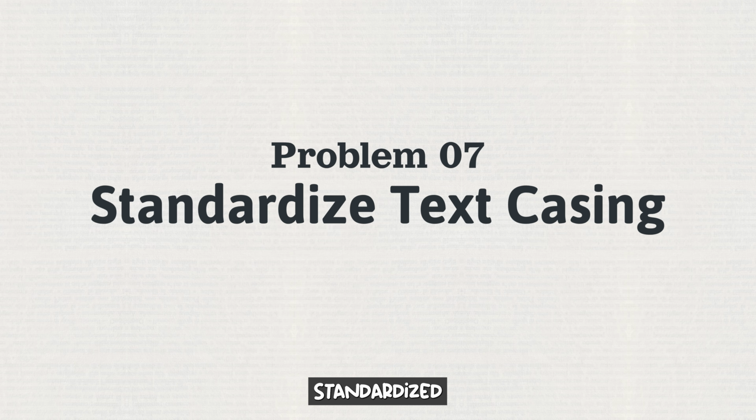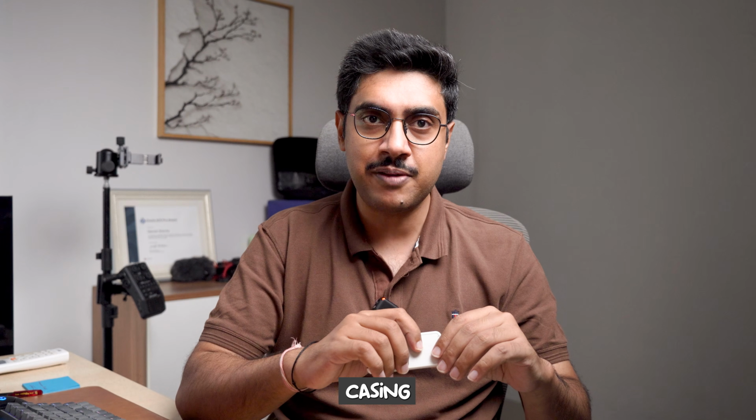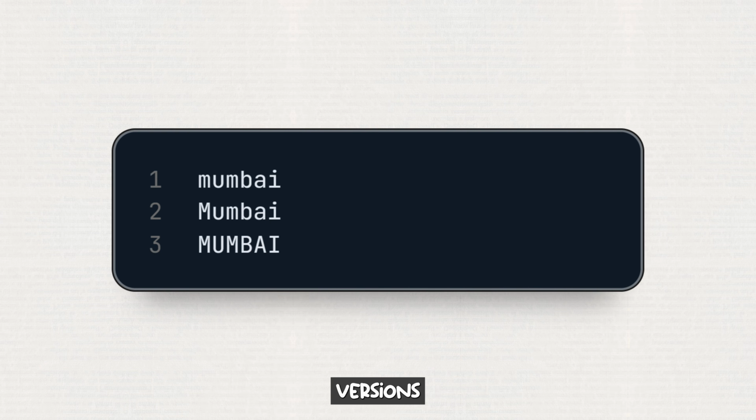Problem 7. Standardized text casing. Now let's move to our seventh problem, inconsistent text casing. Take a city like Mumbai. We might have these versions of the same name. To us, these are obviously the same city, but for the database, they are not.